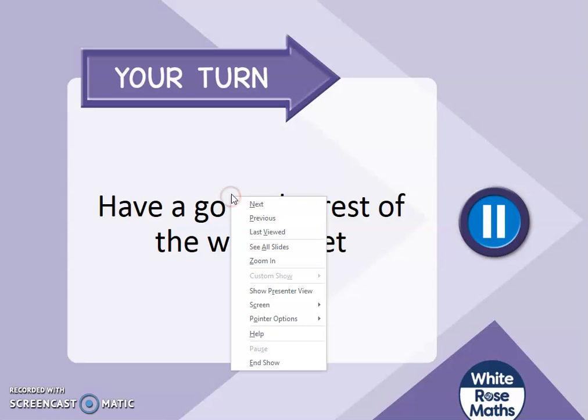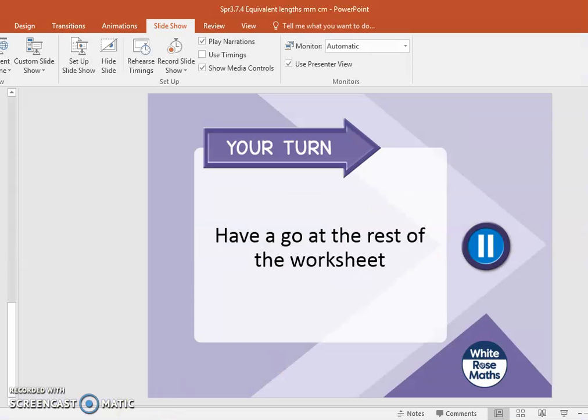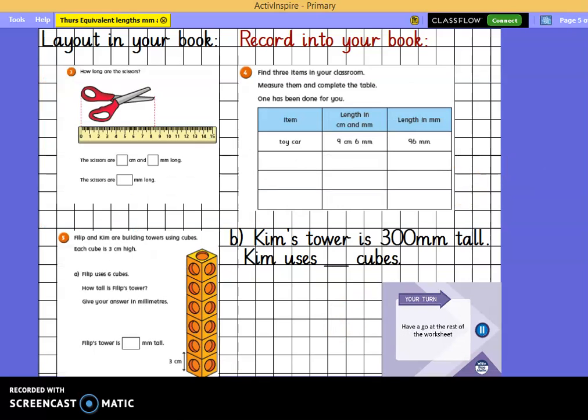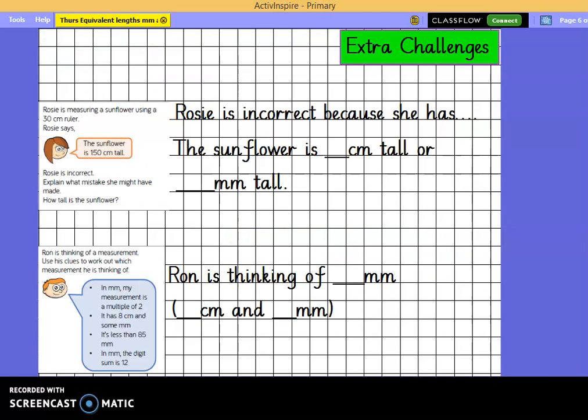Your turn, please, to have a go at the rest of the worksheet. Here is how I'd like you to do that in your book. So you're going to stick each one in and record your answers. When you get to 5B, I'd like you to write it using this sentence to record your answer. If you're ready, you can then move on to the extra challenges. Here are the challenges, and here are the sentence starters to help you to record your final answers. You can draw any bar models or anything you need to help you to work out your answers.